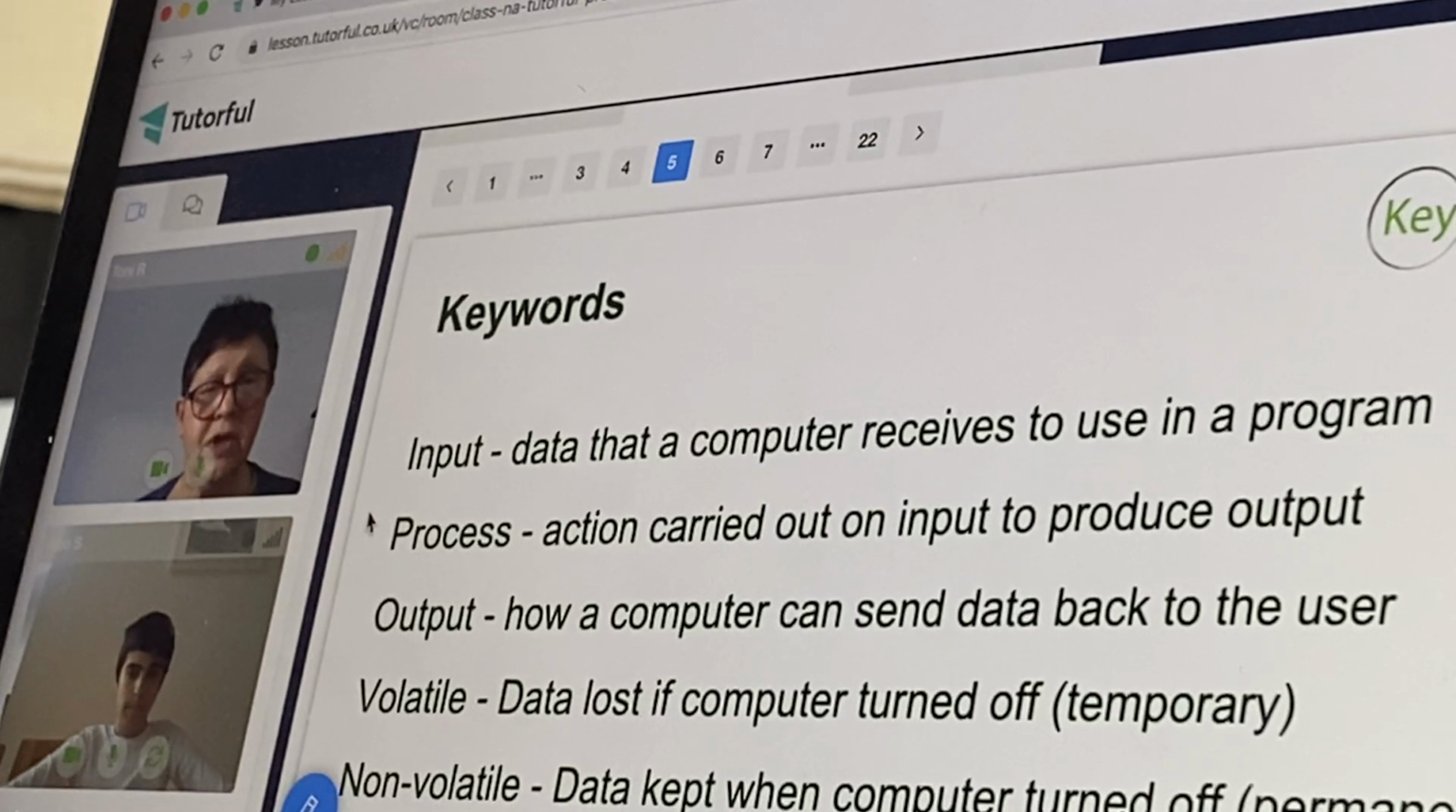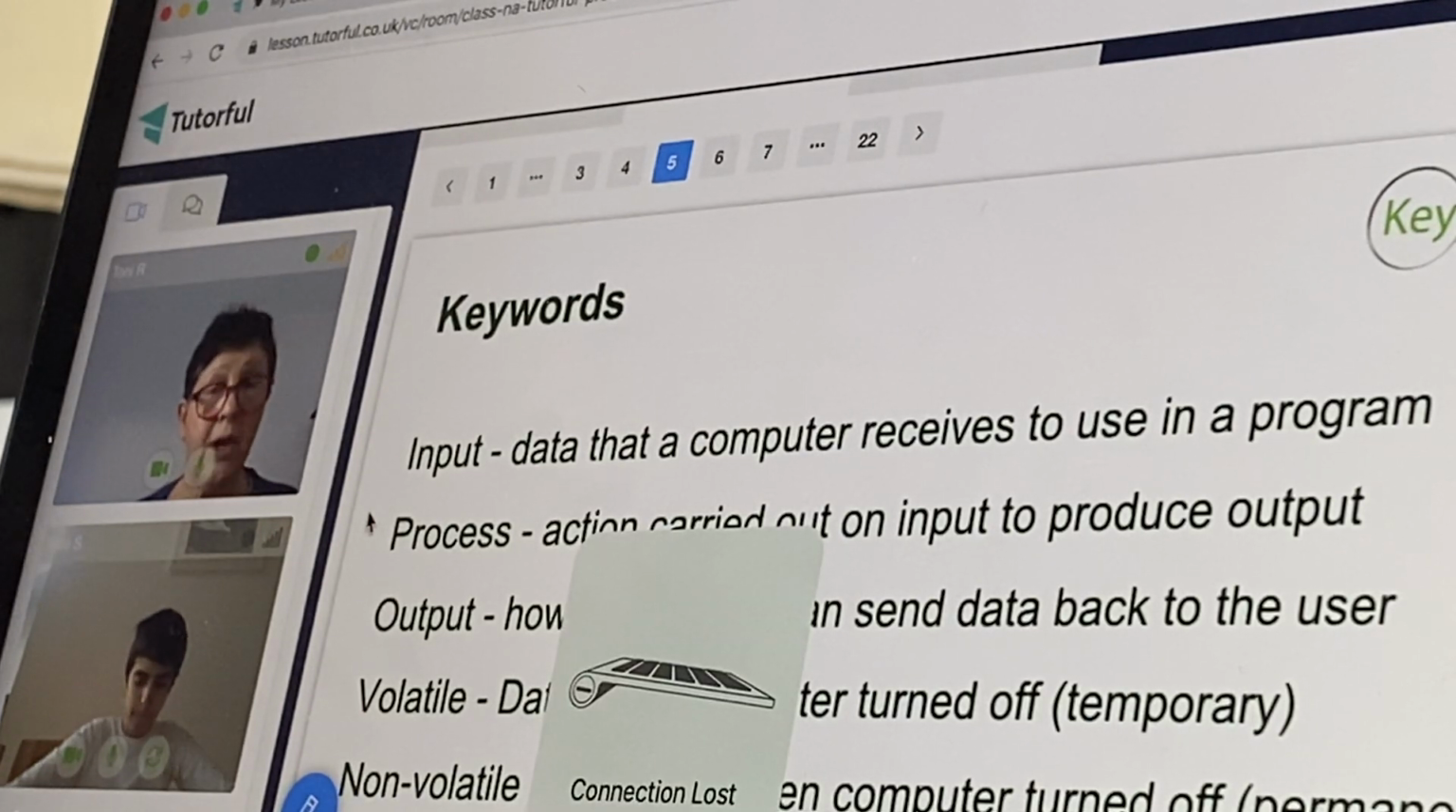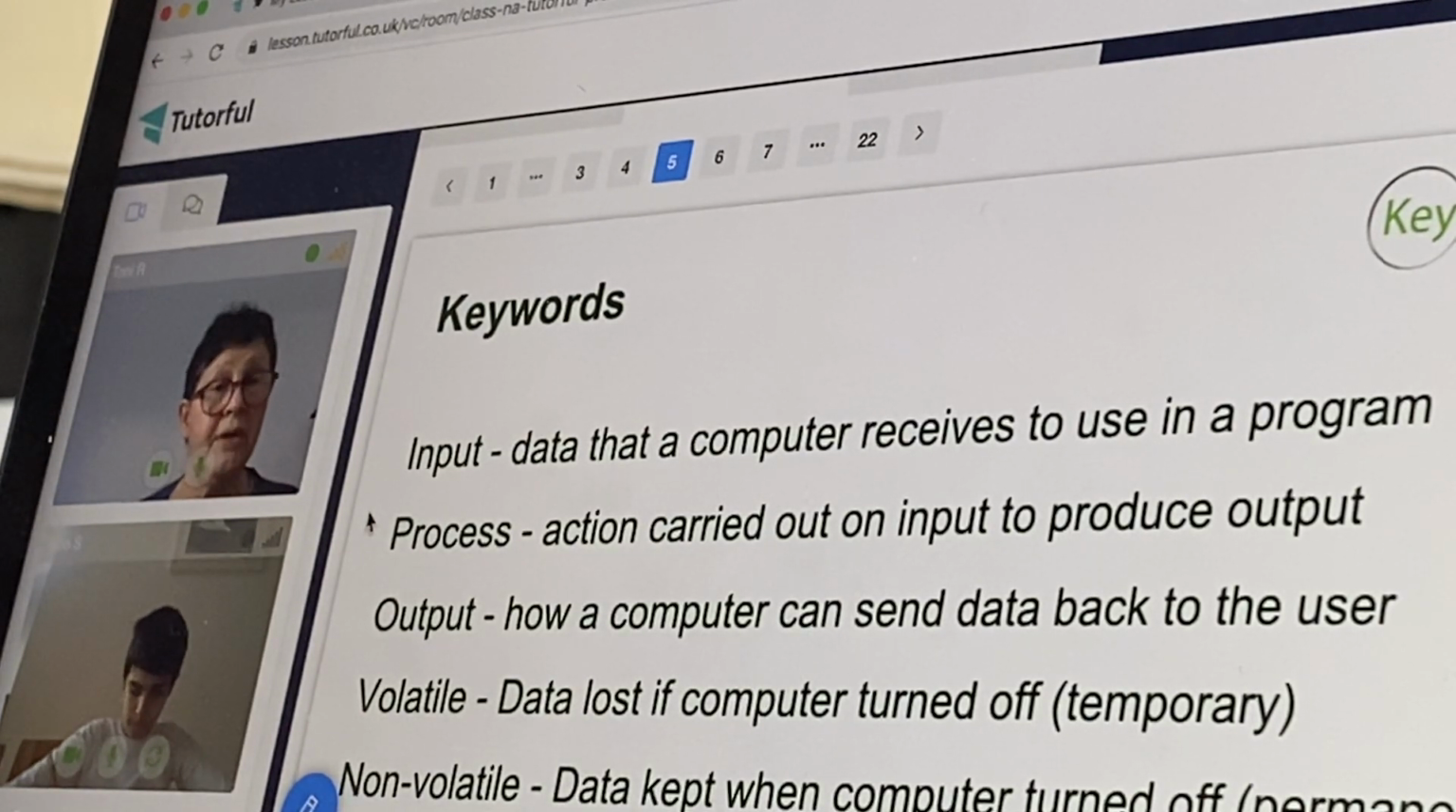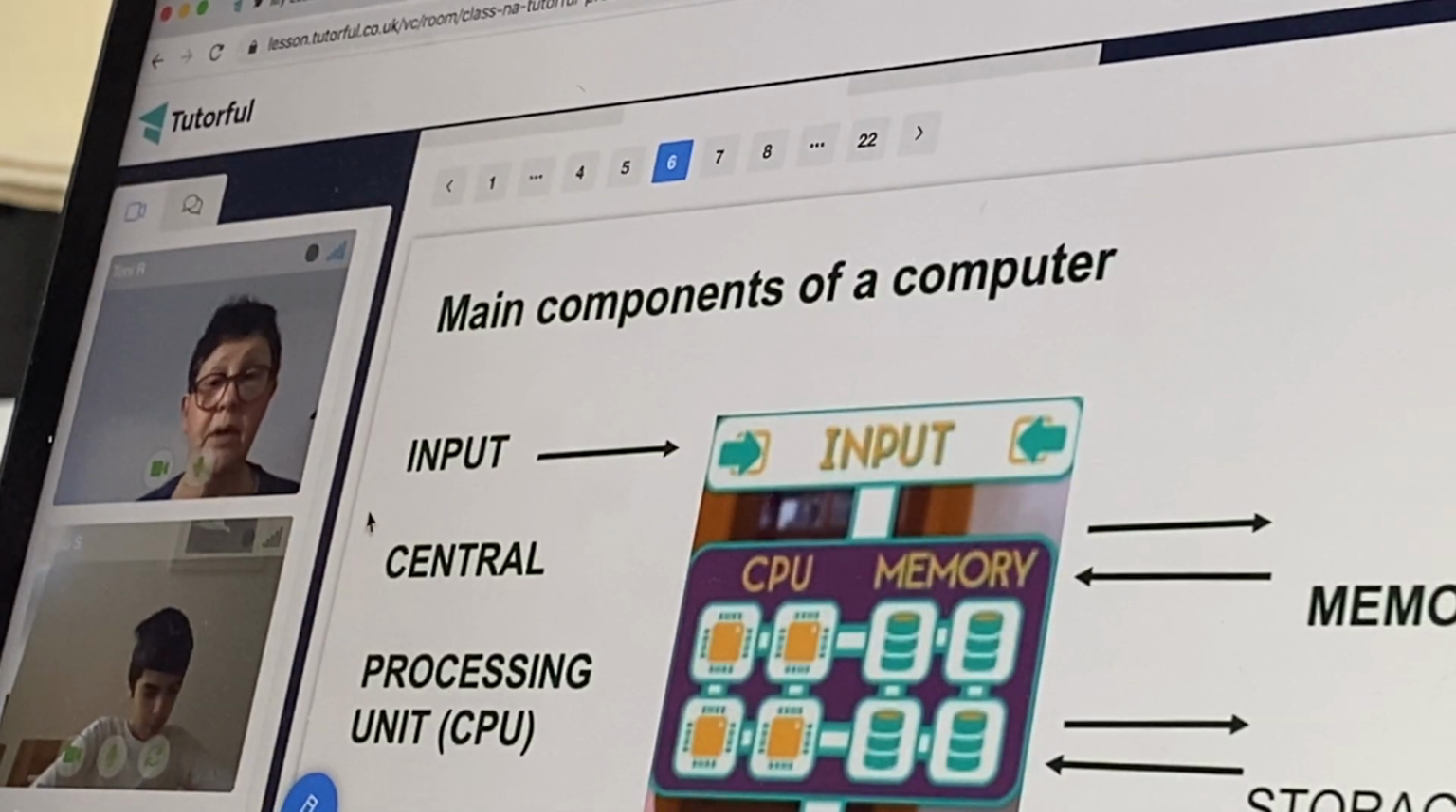And then we've got these two difficult words. So volatile means the data is lost if the computer is turned off. So that data is only temporary. So you working on your computer, that's only temporary, and that's being stored in random access memory. And then non-volatile is the data held in ROM, and that is permanent. It doesn't get lost because it boots up the operating system when you turn on the computer.